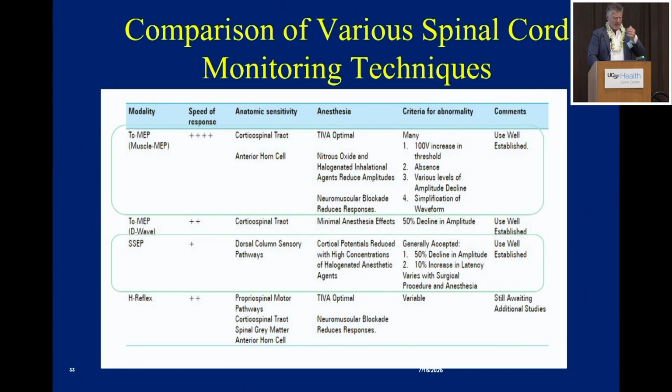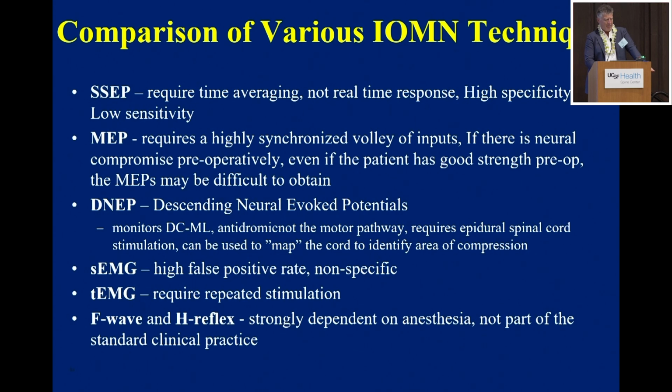Just a little summary of the strengths and weaknesses in general. The transcranial MEPs are the standard modality that are going to be most sensitive and specific for spinal cord type injury. And I think that the descending neurogenic evoked potentials, the DNAPs, are something that everybody who's doing deformity ought to be thinking about. And I'll show you another case. And Lionel, I think you had a case recently where we mapped the cord to actually identify exactly where there was a deficit.